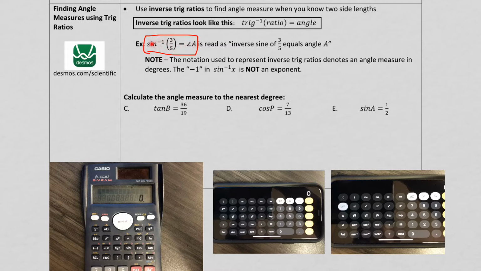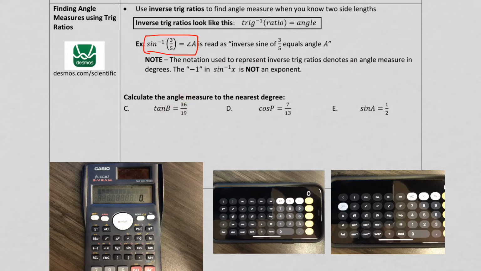So this is the inverse trig ratio. The little negative one denotes it's the inverse of sine. This is our ratio or fraction, and it equals an angle measure. Guys, a quick note, the notation here to represent inverse trig ratios denotes an angle measure in degrees. So the negative 1 that you see here is not an exponent. Okay, so at this point now, let's try to actually calculate some missing angle measures by using inverse trig ratios.